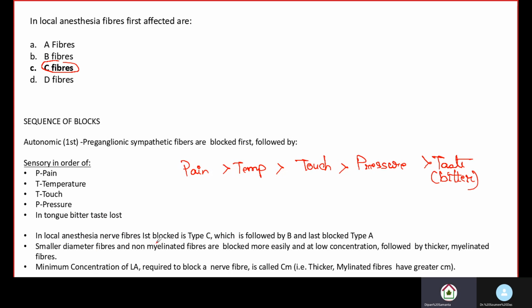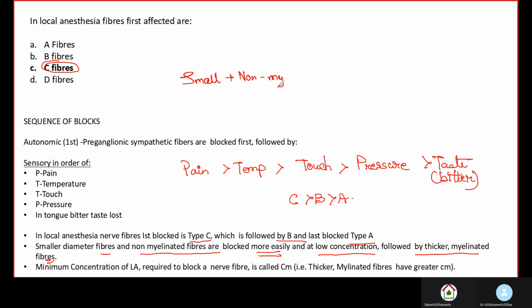In local anesthesia, the nerve fiber first blocked is type C, followed by B, lastly A. So C, B, A. Smaller diameter fibers and non-myelinated fibers are blocked more easily at low concentration, followed by thicker myelinated fibers.